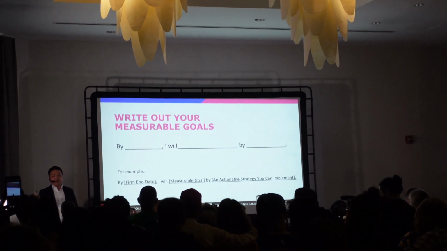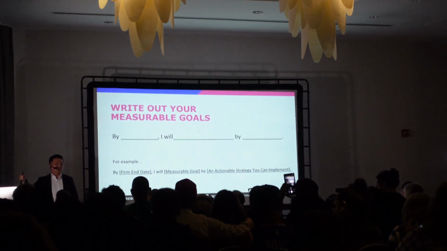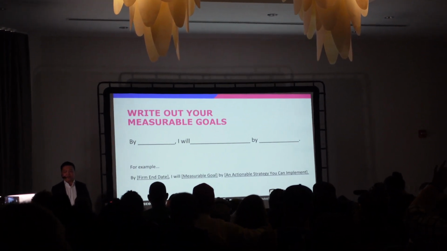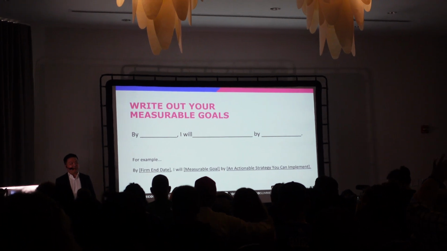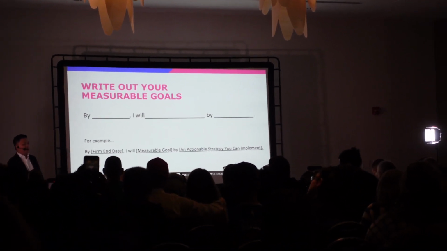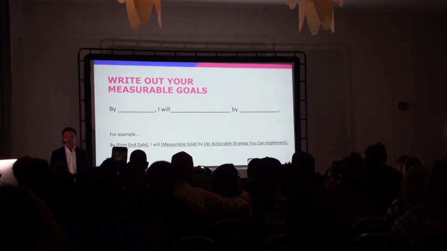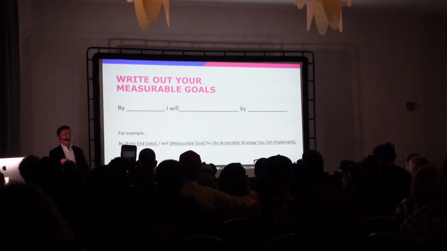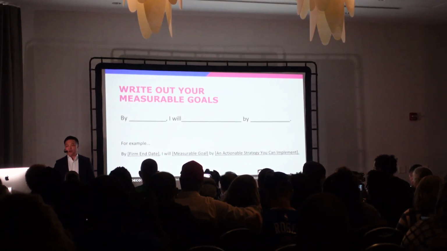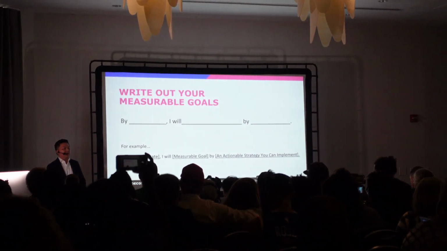So by blank, I will do this by doing this. The simple example that we give at the bottom there: by this date, I will achieve this measurable goal by taking this action or this strategy that you can implement. So by next month, by November 1st, I will build my website by hiring a designer.